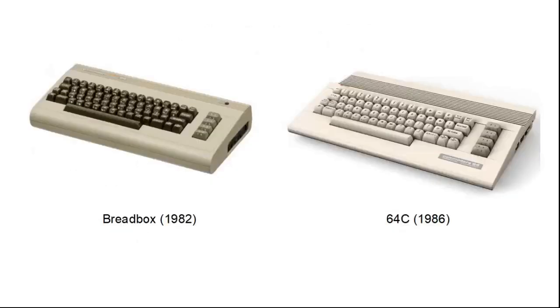Up here on your screen right now, you should see the 2 models that were available to consumers back in the day when purchasing the Commodore 64. The one on the left is colloquially known as the bread box version because it looks like a bread box. This was the original version that was released back in 1982.